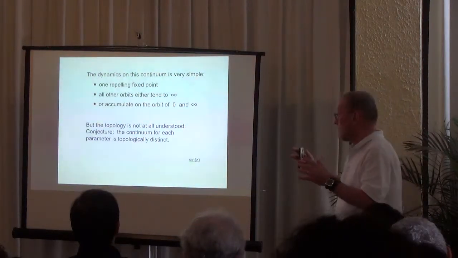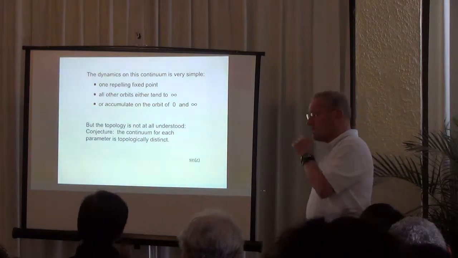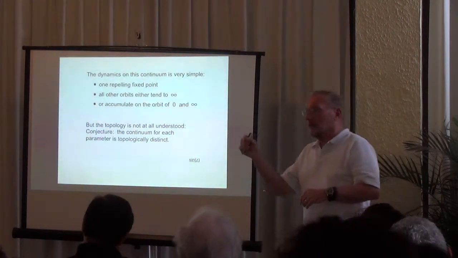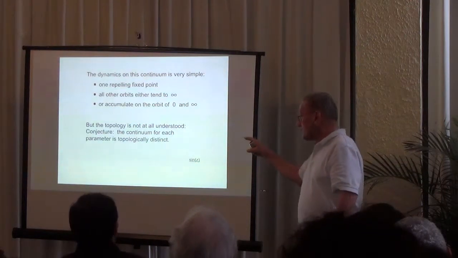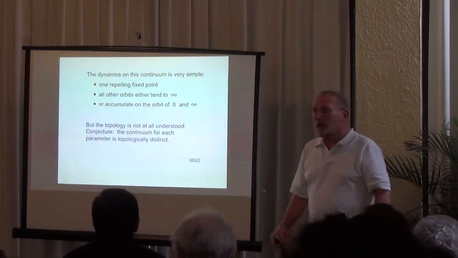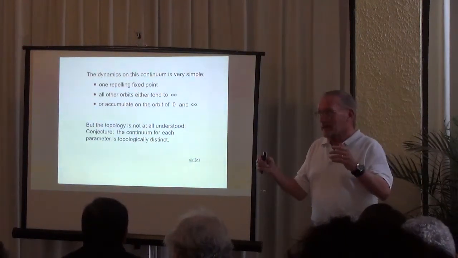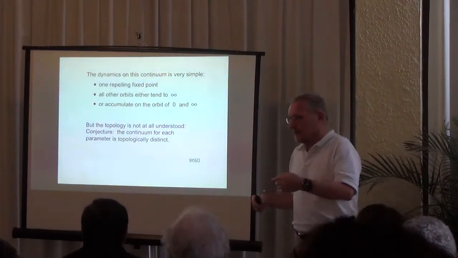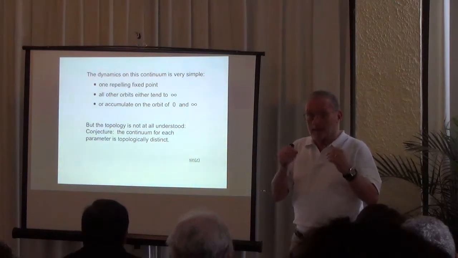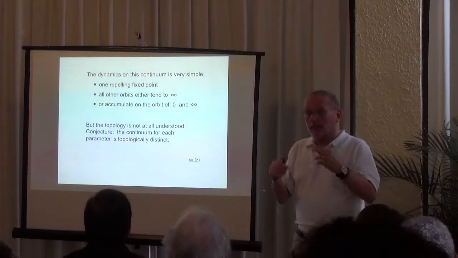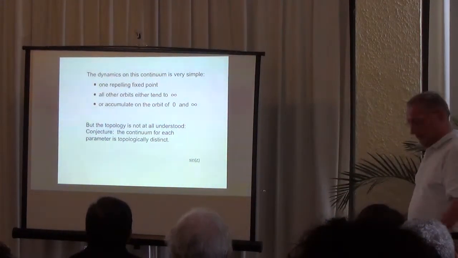What's the topology of this indecomposable continuum? What we think is, for each different lambda greater than 1 over e, you get an indecomposable continuum that's topologically different from every other one. It's entirely possible, using topology, to show that we had a continuum of indecomposable continua. And we think that's what's happening here, however we don't understand the topology at all.